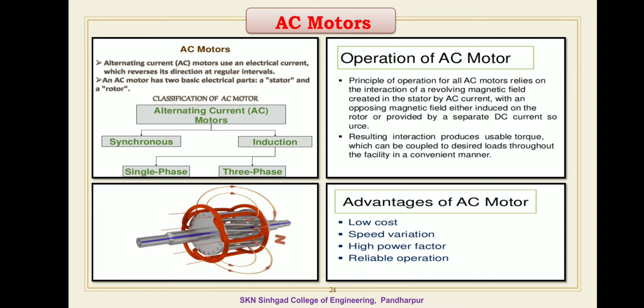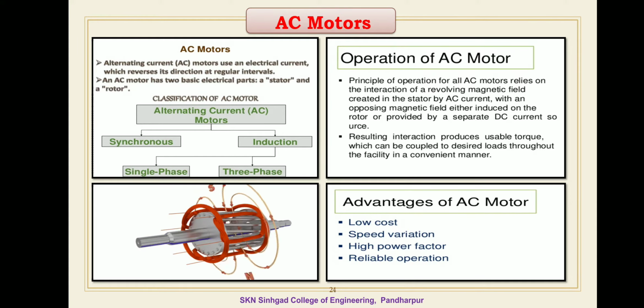So AC motors, or alternating current motors, use electric current which reverses its direction at regular intervals. This animation shows the working principle of an AC motor. An AC motor has two basic electric parts, the stator and the rotor. The AC motor is again classified into different groups.